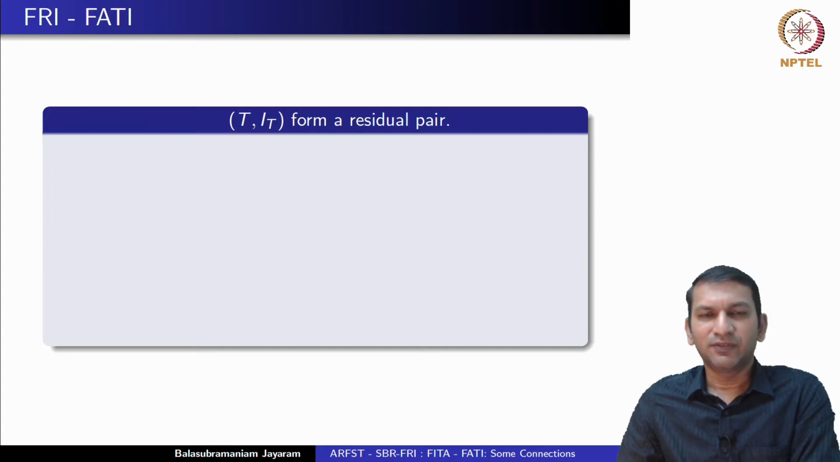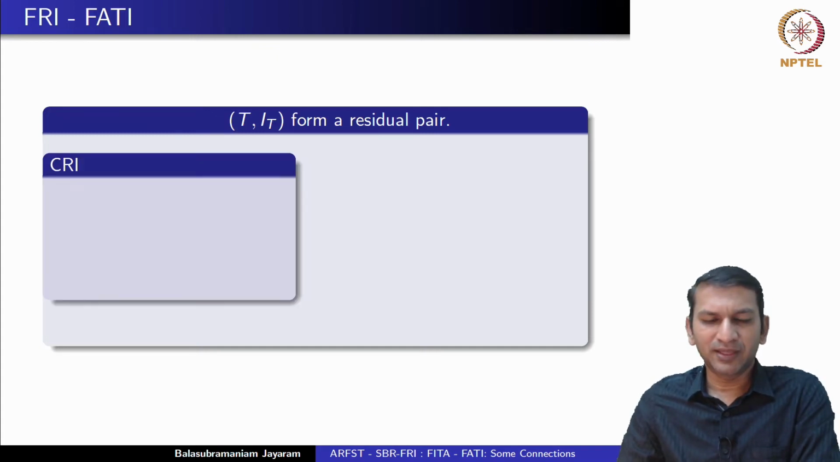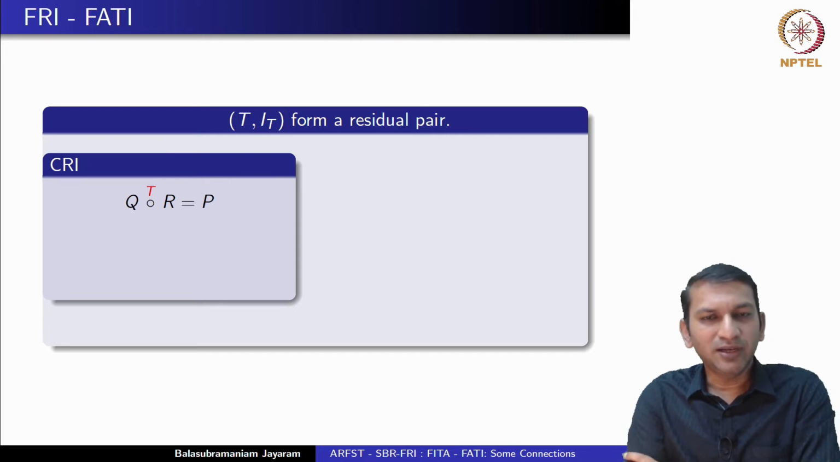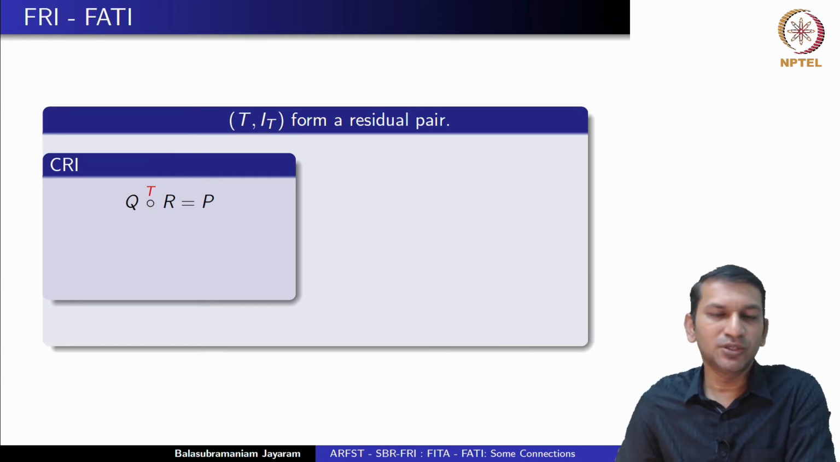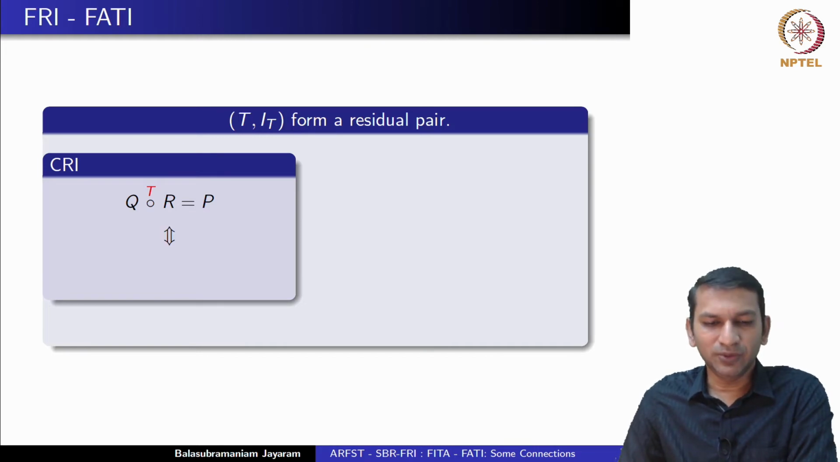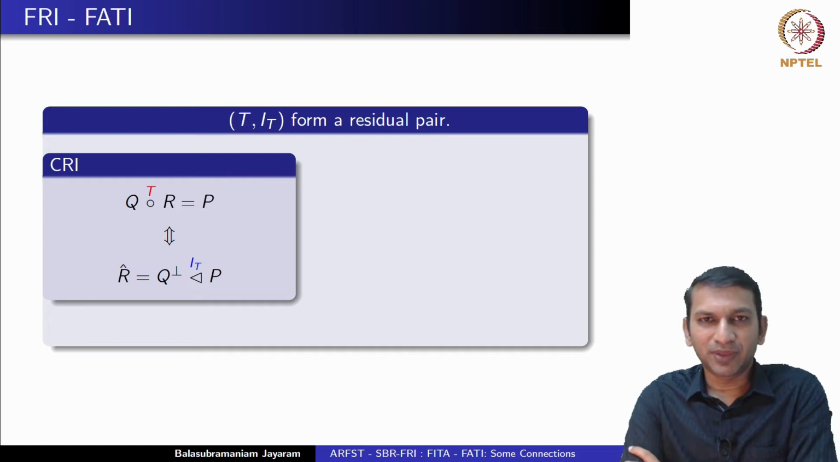For instance, when the T and IT form a residual pair, in the case of CRI, we are looking at Q sub T composed with R is equal to P. We saw that this equation has a solution for R when Q and P are fixed. Q is given in terms of the antecedents and P is formed from the consequents. We saw that this system has a solution if and only if R cap, which is Q transpose inf IT composed with P, is a solution, a maximal solution.